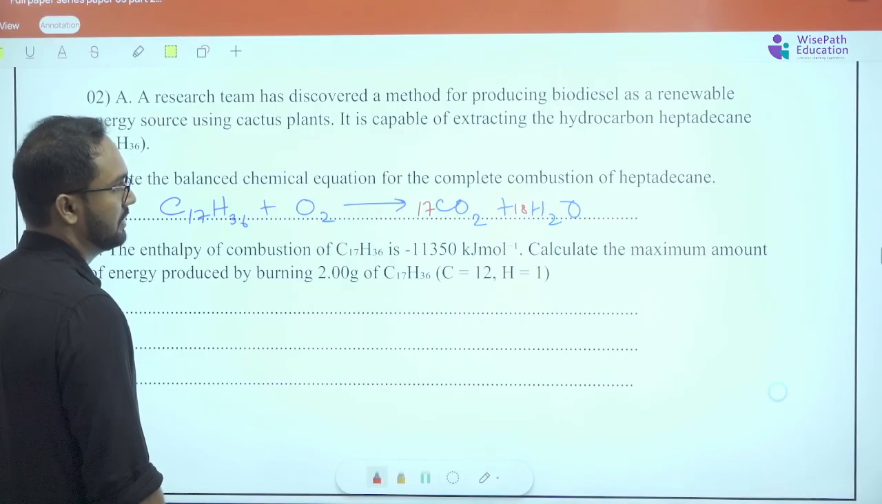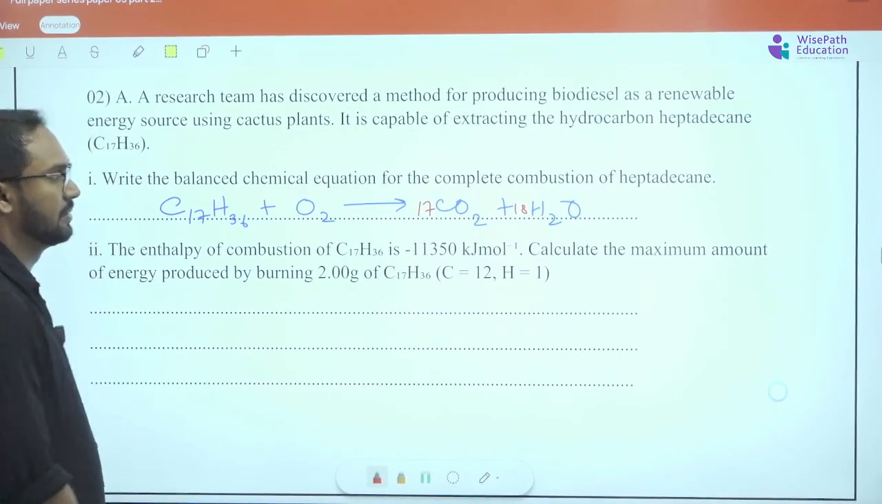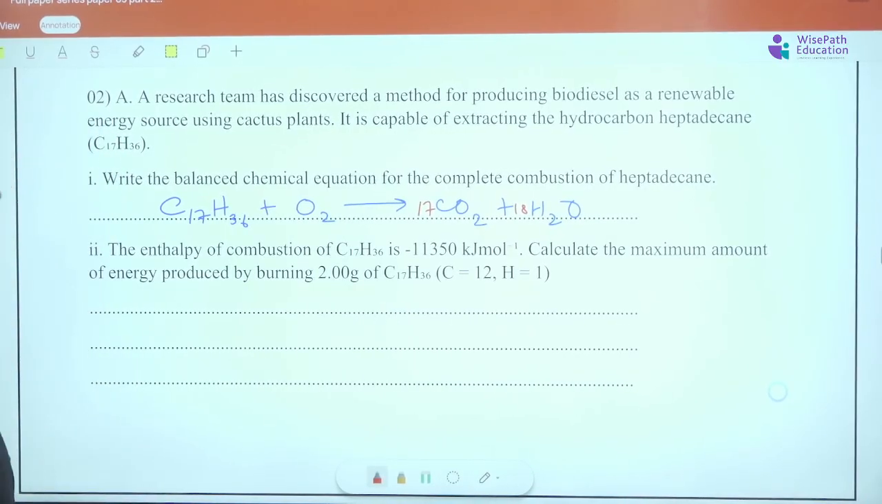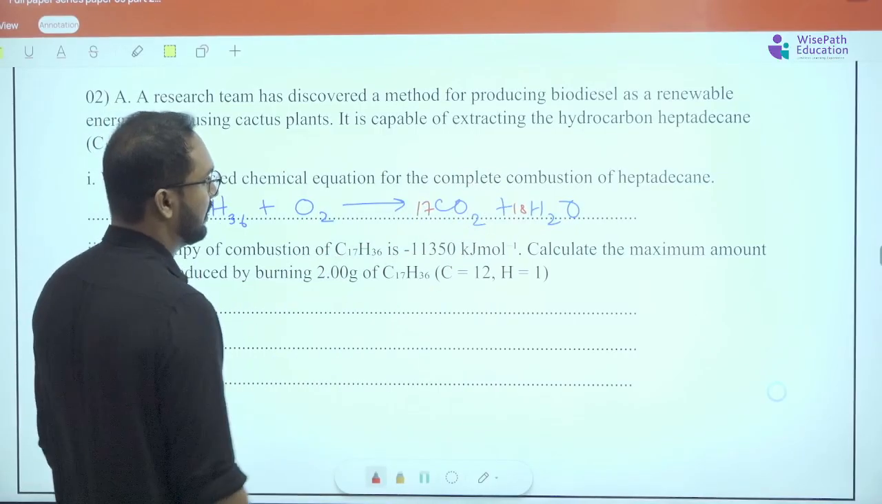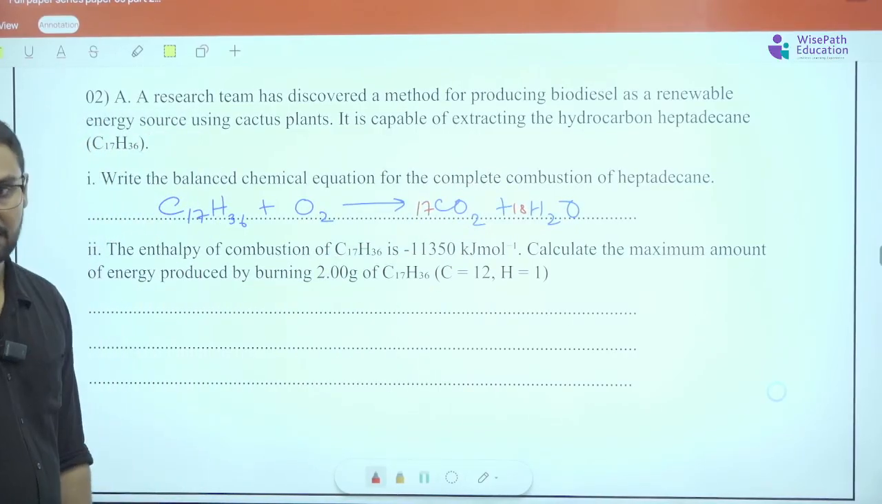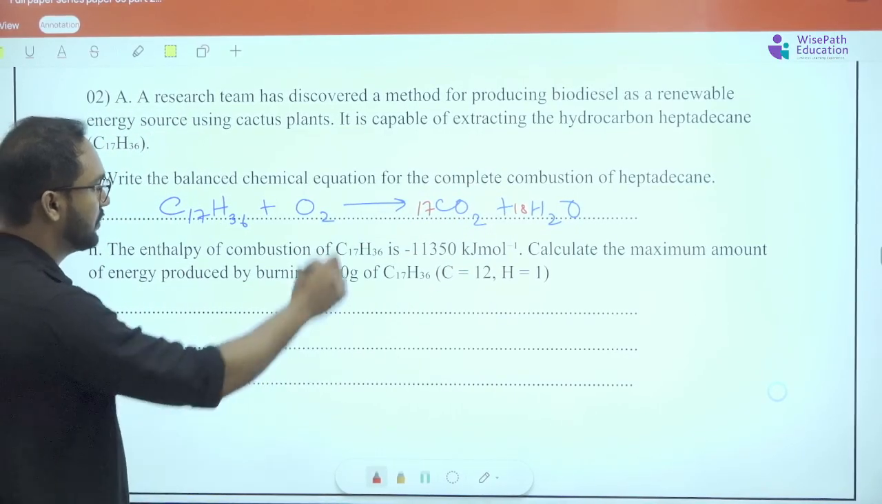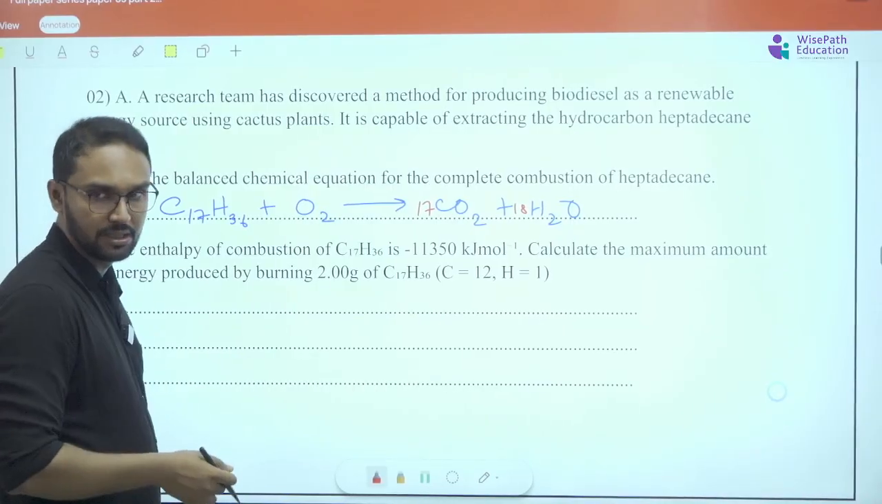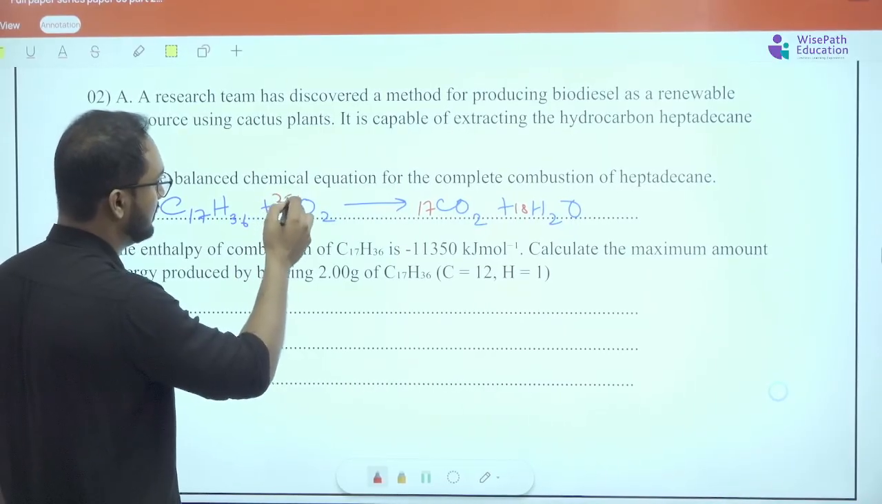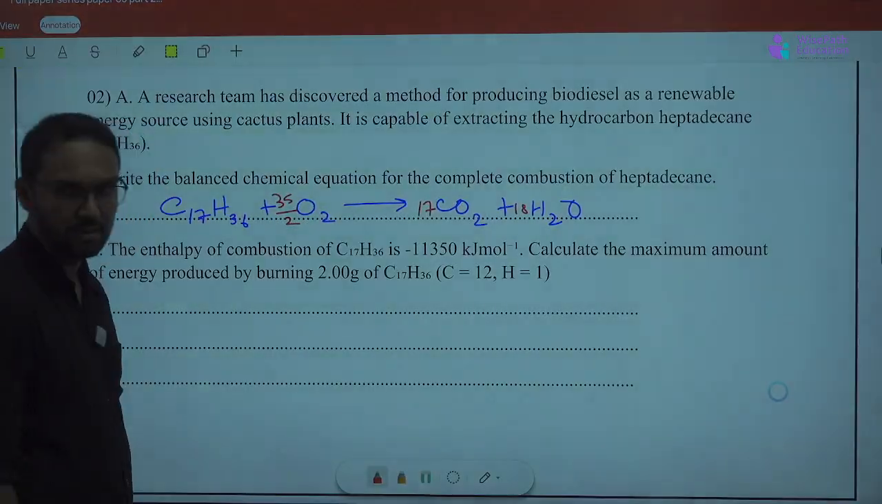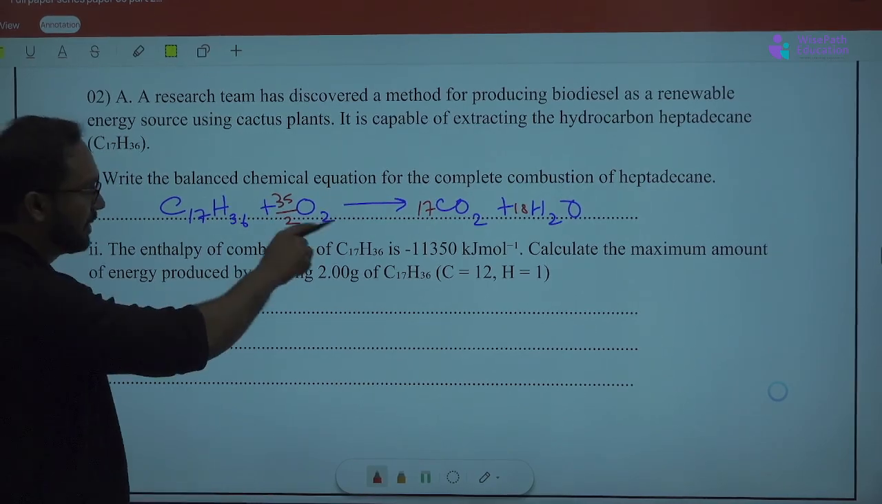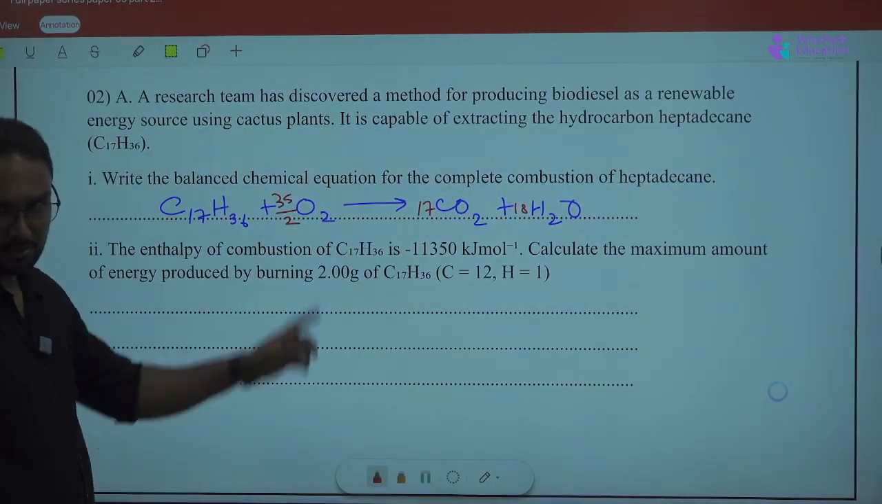34 plus 18 is 35, right? That is 35. 17 plus 8 is 25. 25 plus 10 is 35. So you can't put 35 oxygens here. Instead, you can put 35 over 2 as a fraction. So when you multiply it, the 2 cancels out, so the 35 is there.